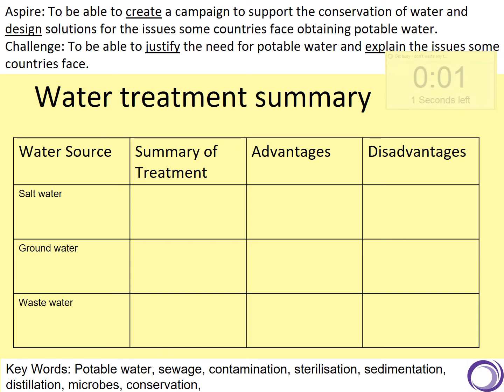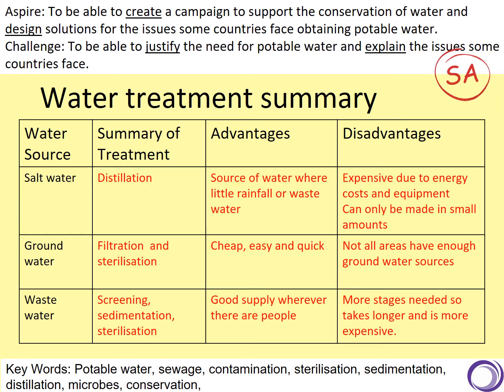Okay, so hopefully you've managed to get some ideas down there. I'm just going to pop up a slide, here we go, so you can assess and improve everything. So with salt water, we're distilling it. Our advantage is the source of water where there's little rainfall or wastewater, but it's expensive due to the energy costs and equipment, and things can only be made in small amounts.